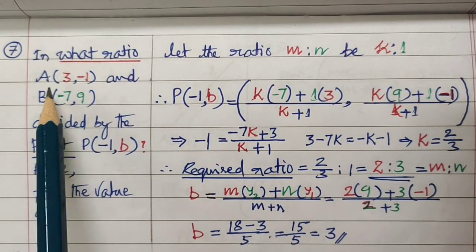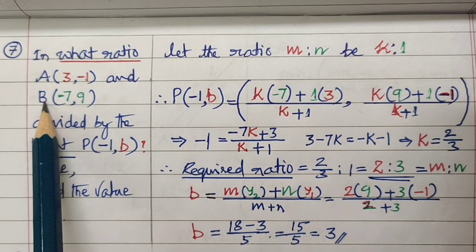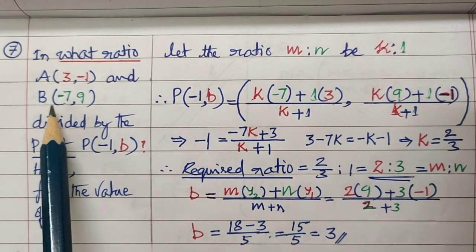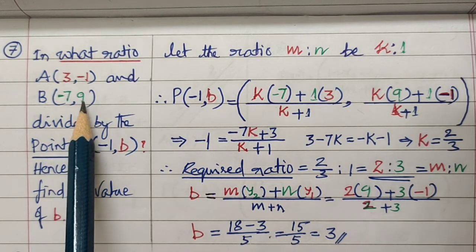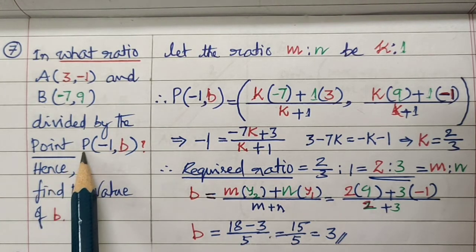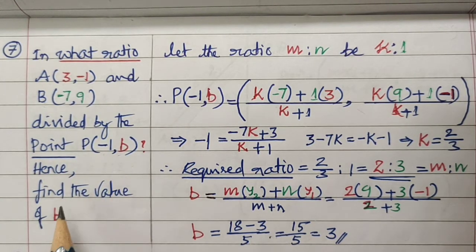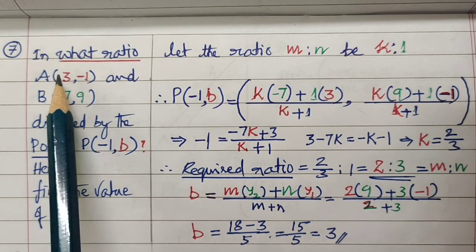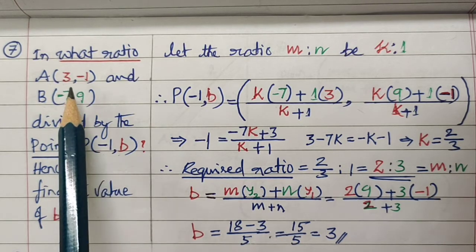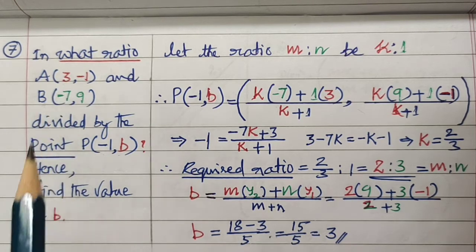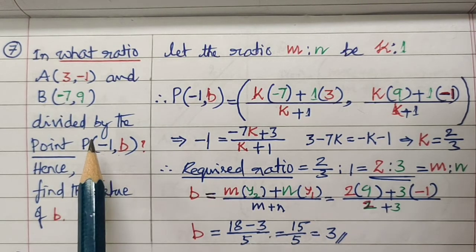In what ratio is the line joining points A(3, -1) and B(-7, 8) divided by the point P(-1, b)? Hence find the value of b. So we need to find the ratio in which the line joining A and B is divided by the point.